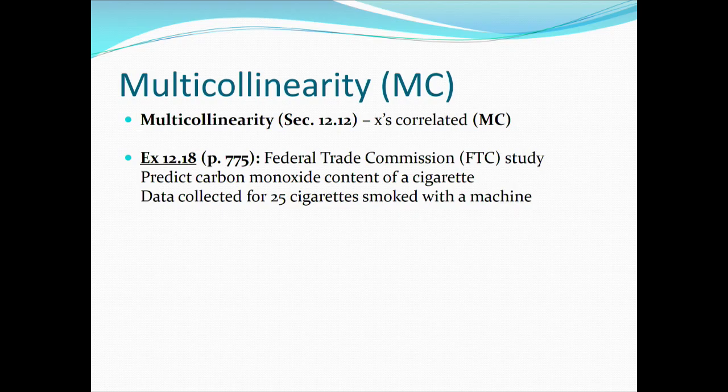They don't have people smoking the cigarettes, but they get smoking machines that smoke cigarettes, and then they gather the residue from the smoke and are able to measure a bunch of different variables that could lead to cancer and that kind of thing. Well, one of the variables is carbon monoxide content of a cigarette. It's bad for you, obviously, but it's a very hard thing to measure from these smoking machines.